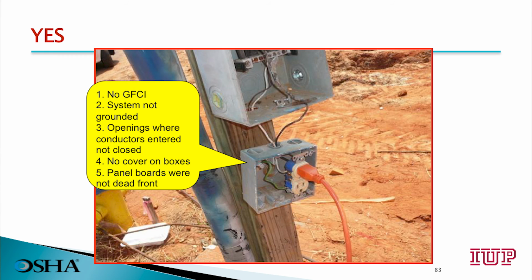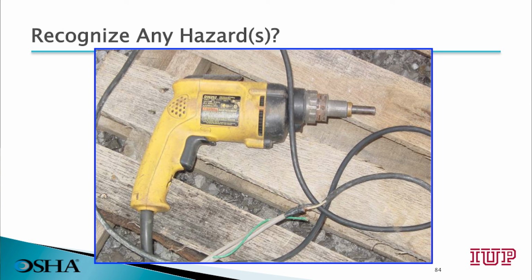First, there's no GFCI. Second, the system is not properly grounded. Third, there are openings where conductors have entered and they are not closed, protecting the workers. Fourth, we're missing covers on the boxes. And fifth, panel boards were not dead front. Do you recognize any hazards with this equipment?